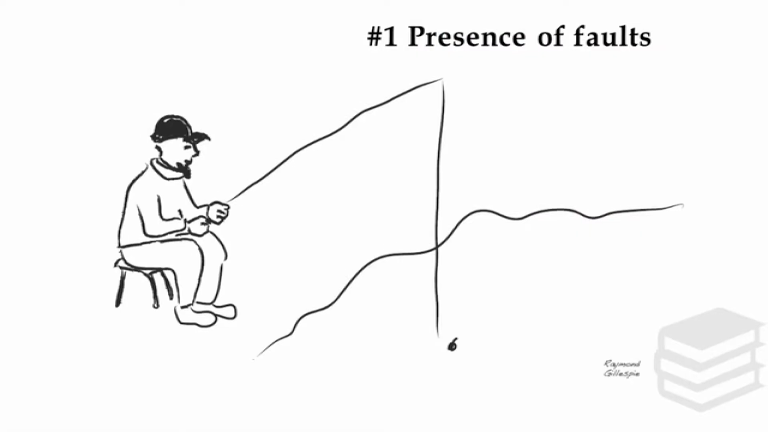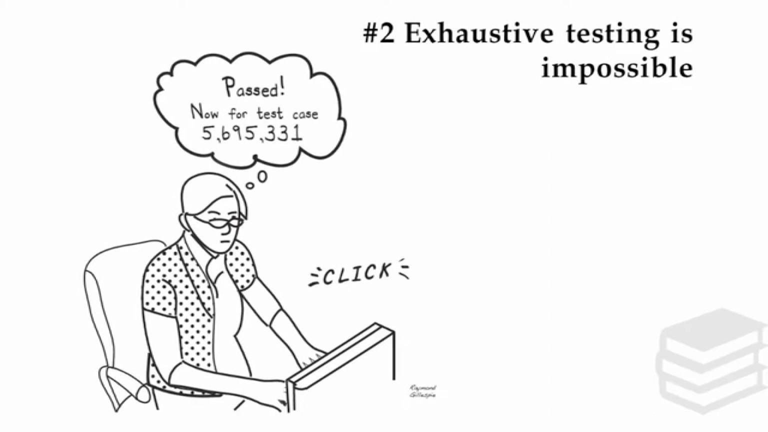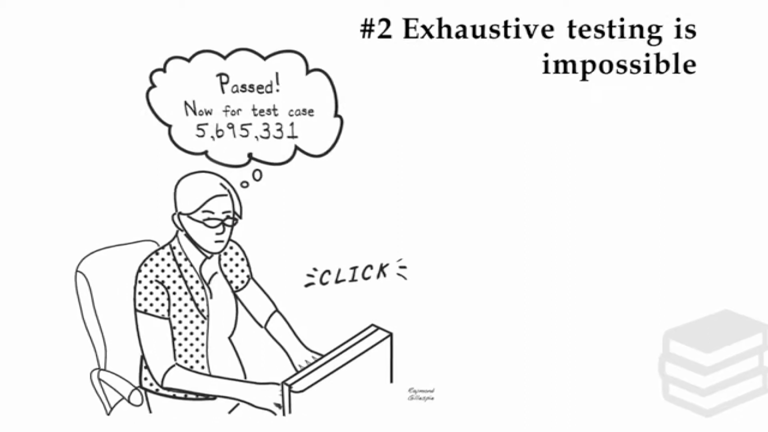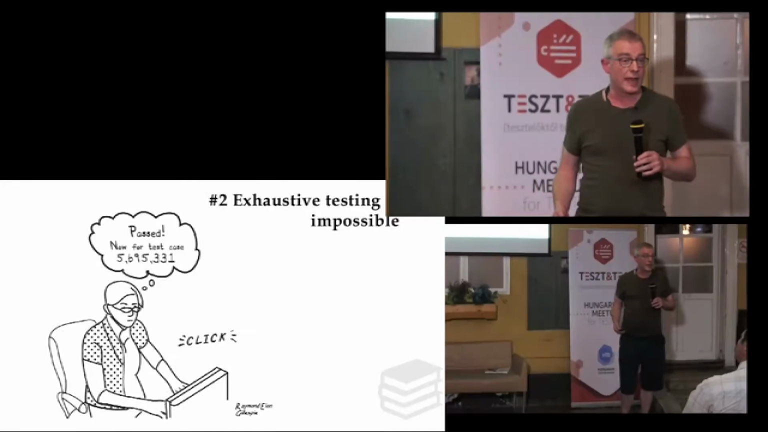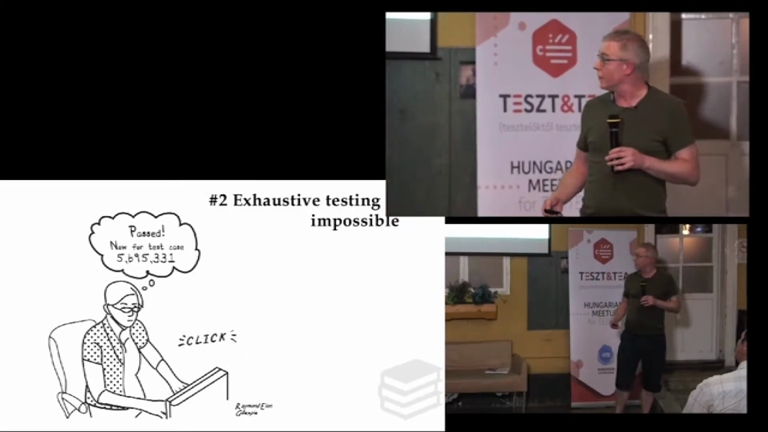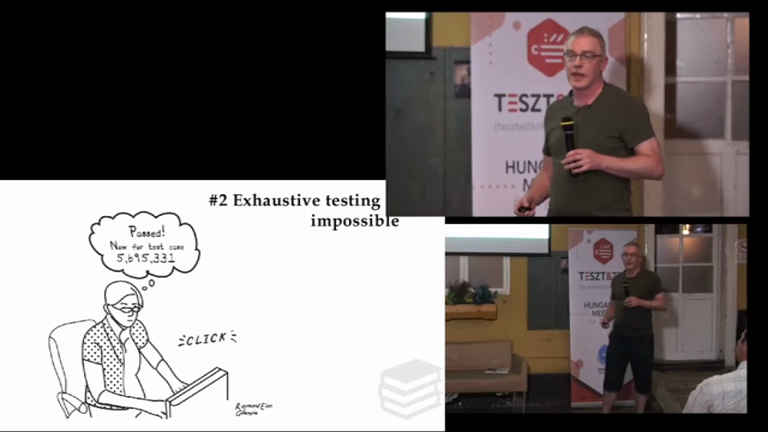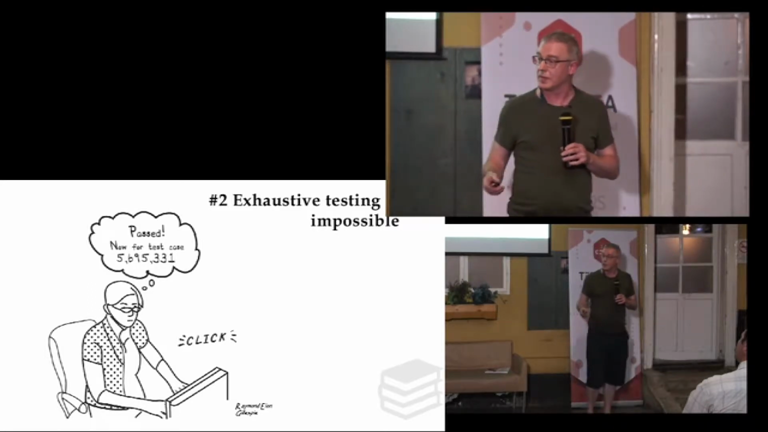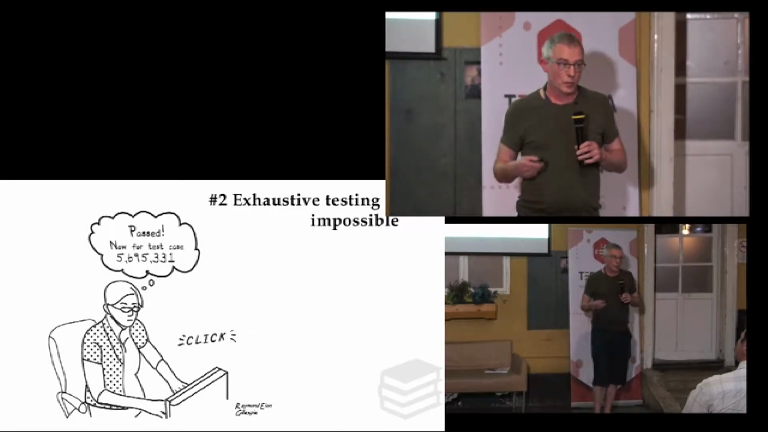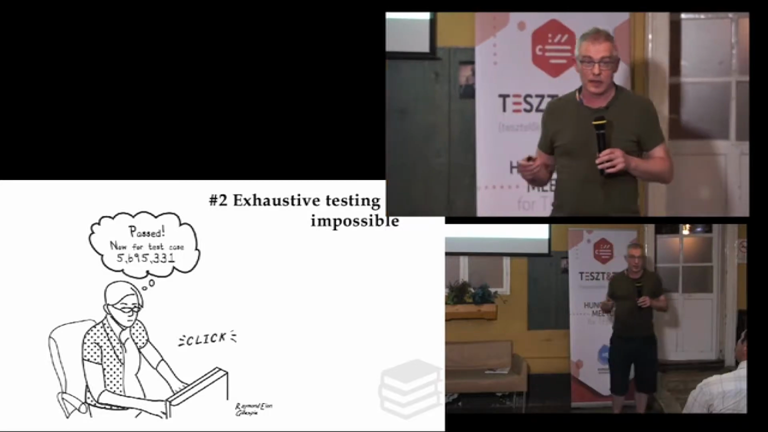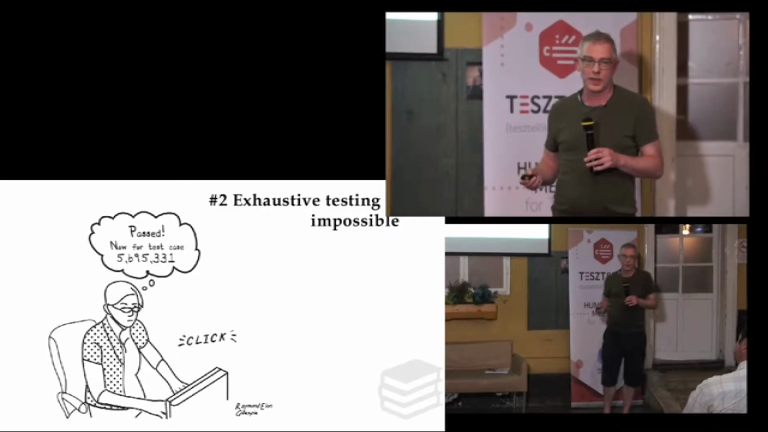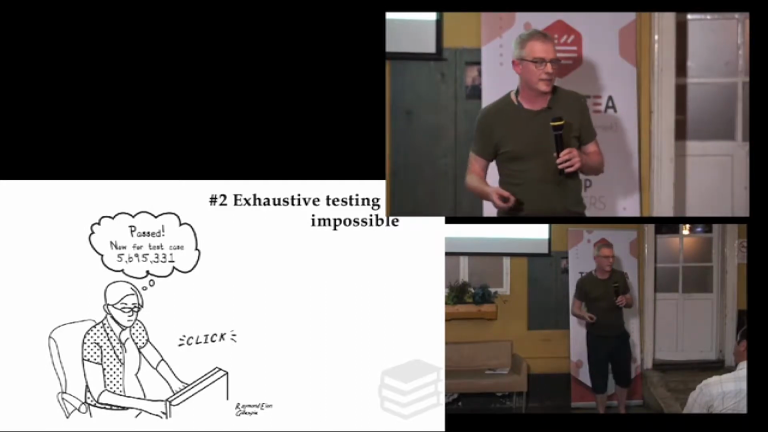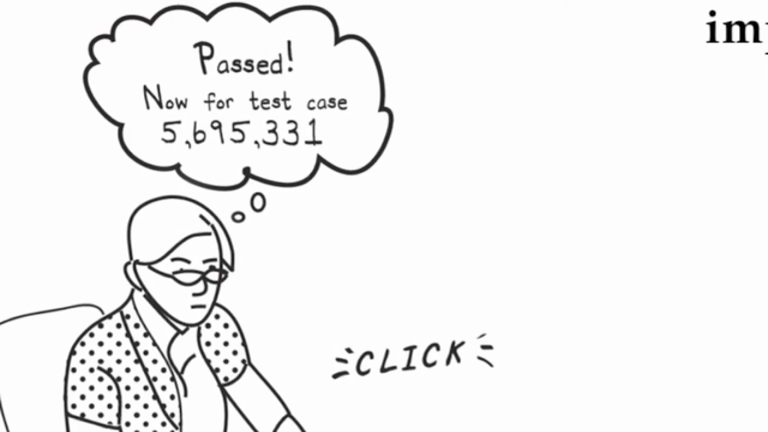And closely related to this is principle 2. Exhaustive testing is impossible. Christian Kastner, a computer scientist at Carnegie Mellon University, calculated that to test every possible input to the Linux kernel would take more test cases than there are atoms in the universe. So it's clear we can only test a subset of the possible number of test cases.